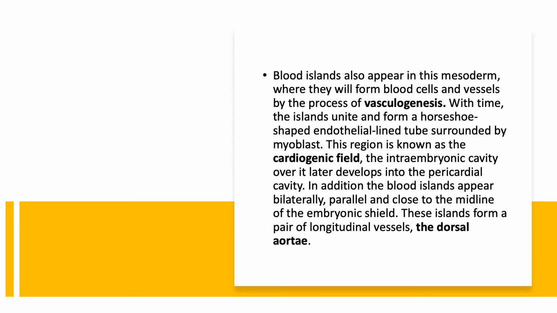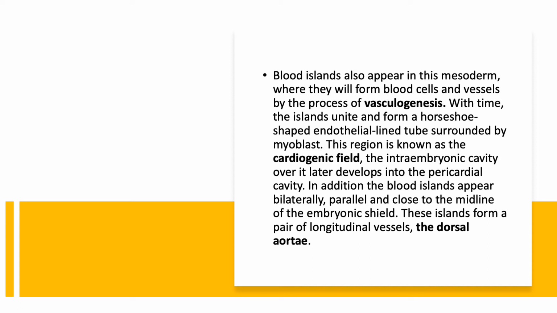Blood islands appear in the mesoderm, where they will form blood vessels and blood cells in a process known as vasculogenesis. So, what do we mean by vasculogenesis? Vasculogenesis is the process of formation of blood vessels and blood cells by union of blood islands that appear in mesoderm. With time, these islands unite and form a horseshoe-shaped endothelial-lined tube surrounded by myoblasts. This region is now called the cardiogenic field.